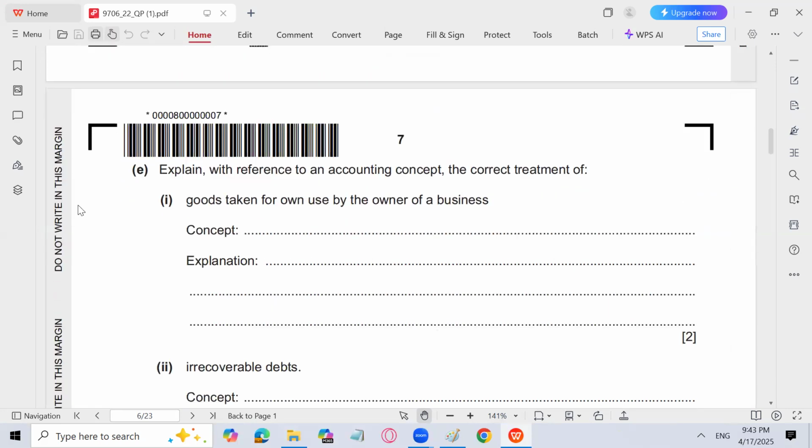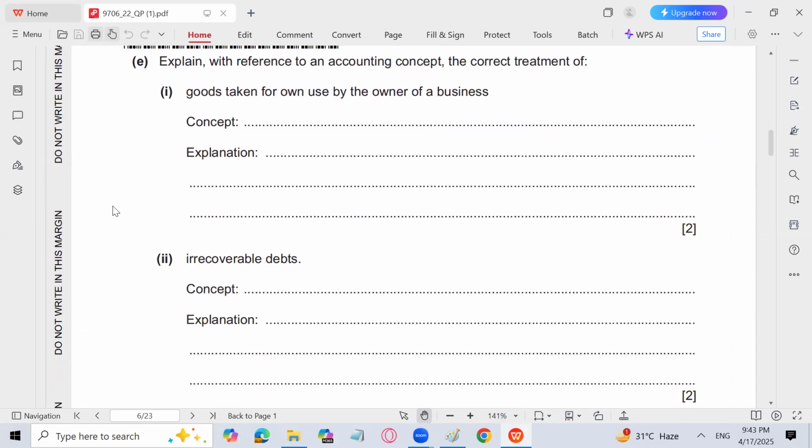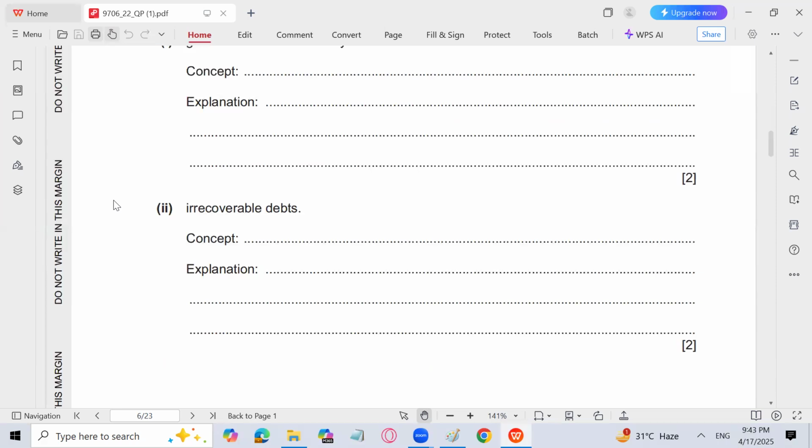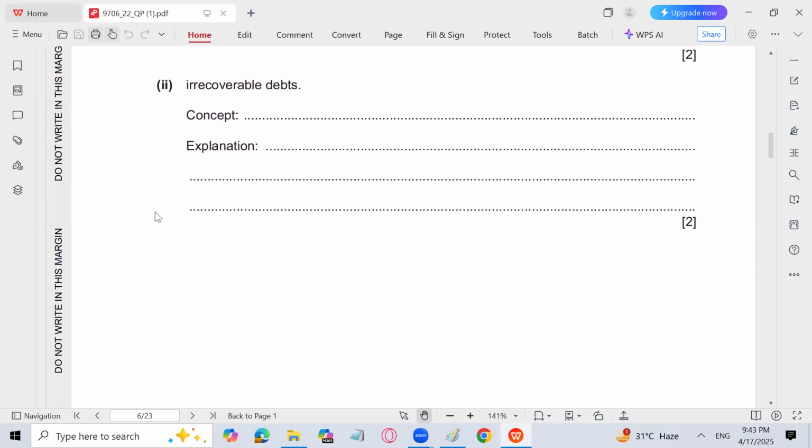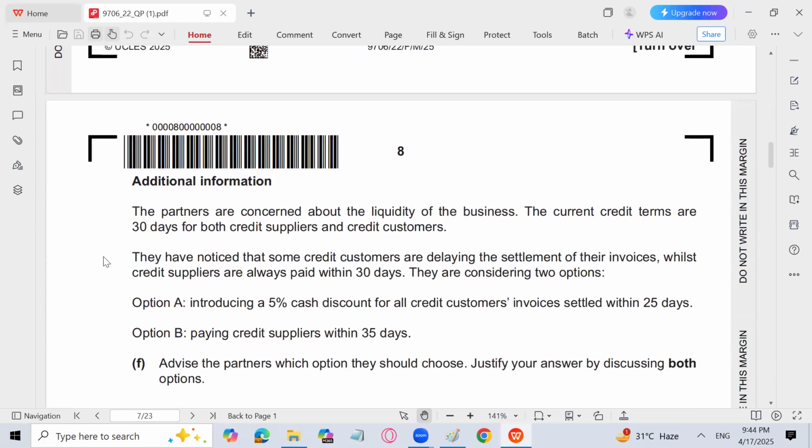Explain with reference to an accounting concept the correct treatment of the goods taken for own use by the owner of a business. Business entity concept is this, and it will be subtracted from purchases and treated as drawings. It will not be treated as an expense. Irrecoverable debts: prudence concept, so that profit should not be overstated. Accruals and matching: the expense should be recorded in the period to which it relates. The bad debt is actually a non-cash expense.